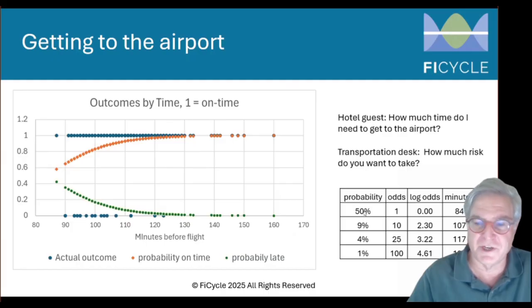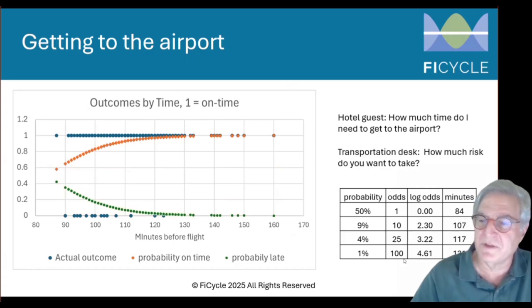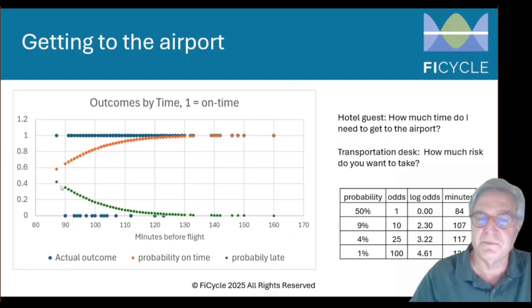If you only want a 50-50 chance of being on time, which is an odds of 1, log odds of 0, that's going to give you just leave 84 minutes beforehand. It's going to be somewhere right around here. If you want to have a 9% chance of being late, well, maybe you need 107 minutes. And if you want to get below a 1% probability, you're going to need more than 131 minutes. So here we've just transformed from just being able to look at one number to being able to look at the whole distribution and understand our probability of being late rather than just a yes/no answer.